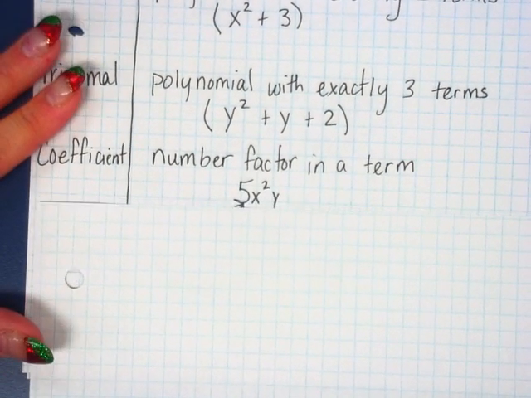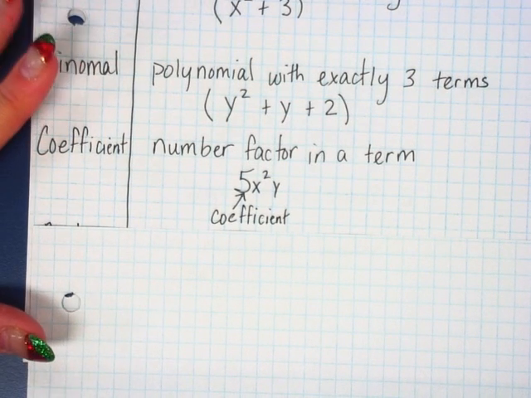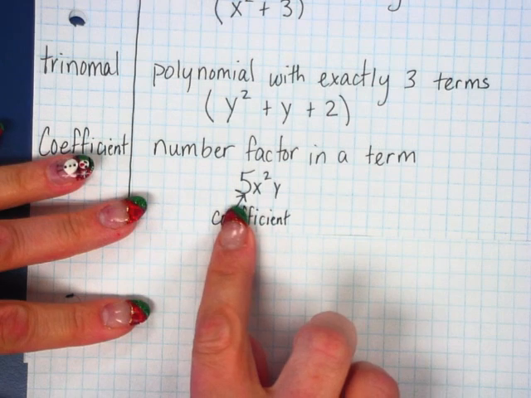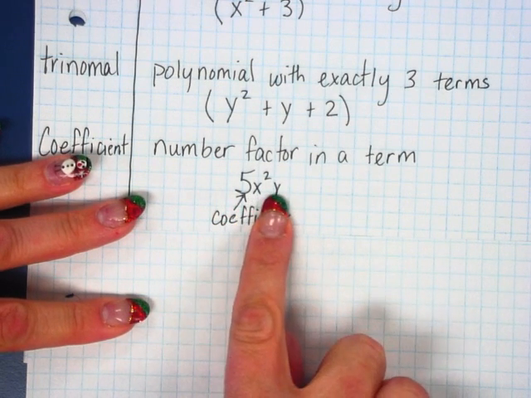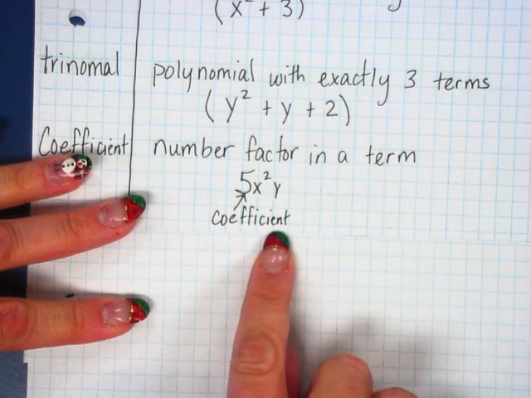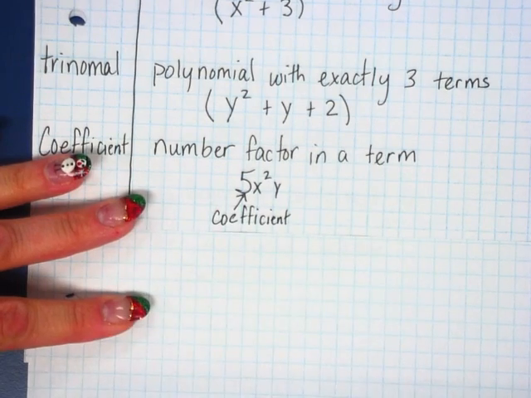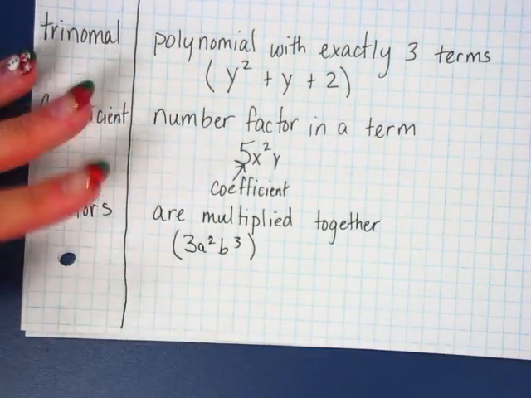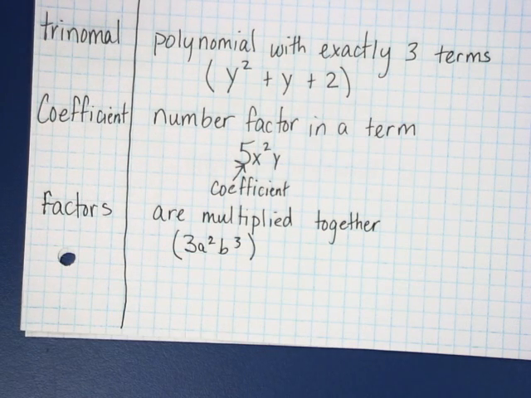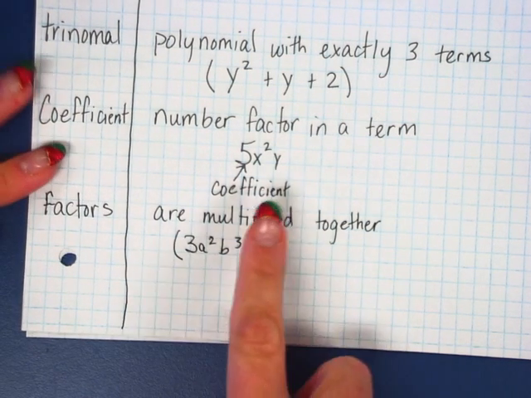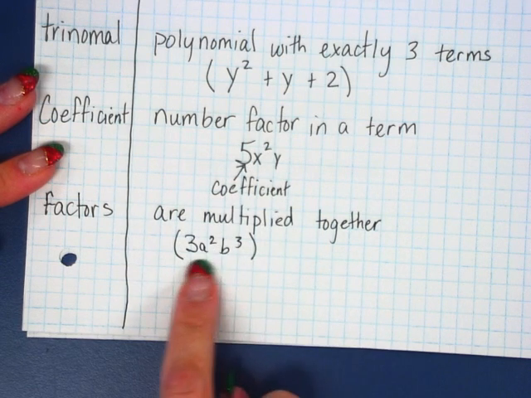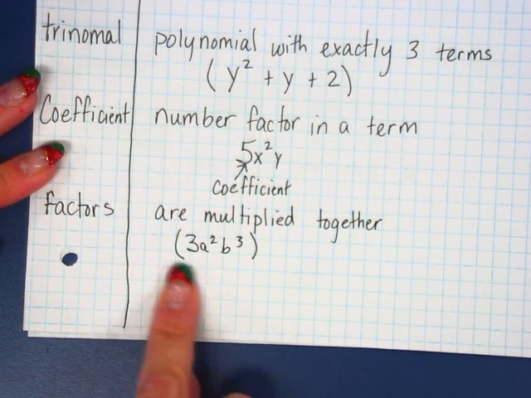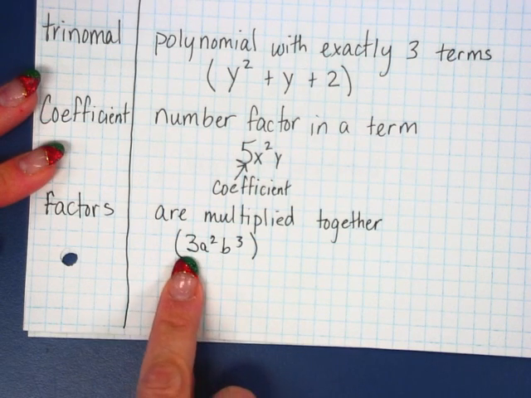The coefficient is the number factor in a term. So when you're looking at it, it's all multiplied together. The coefficient is the number at the beginning of that term. Factors are multiplied together. So if I'm going to refer to something as a factor, like I just did up here, it's in multiplication. So the coefficient of this factor here is the 3.